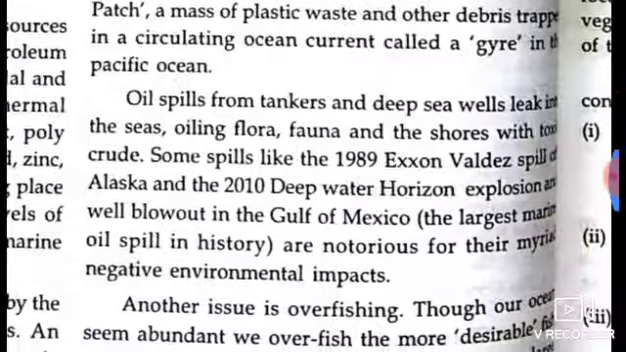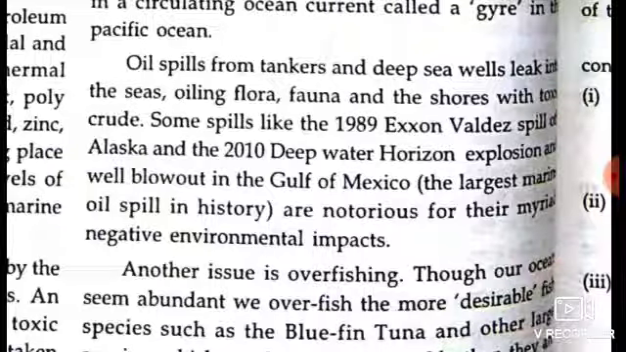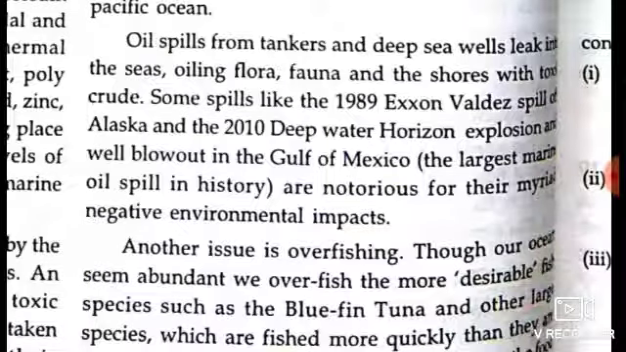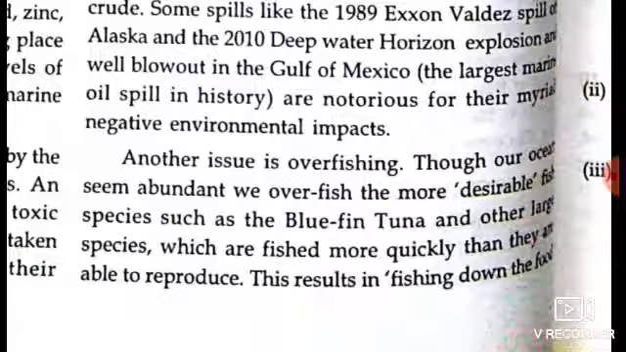In the oceans, oil spills from tankers and deep sea wells leak into the seas, oiling flora and fauna and the shores with toxic crude. Some spills, like the 1989 Exxon Valdez spill in Alaska and the 2010 Deepwater Horizon explosion and oil blowout in the Gulf of Mexico, the largest marine oil spills in history, are notorious for their myriad negative environmental impacts.